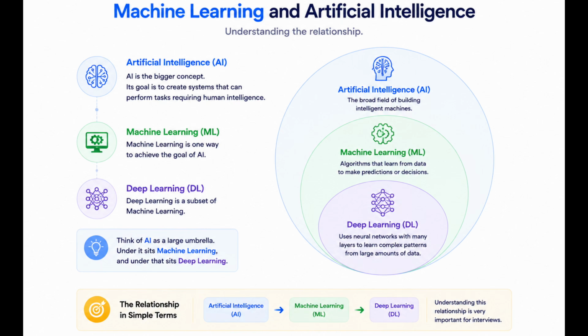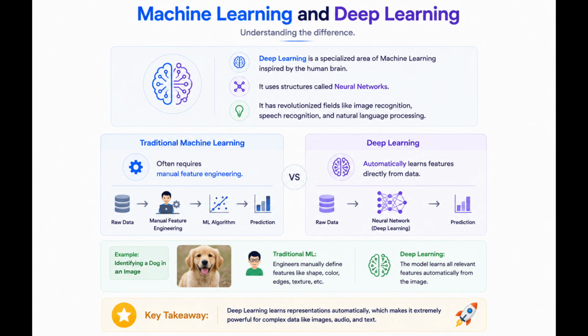Let's learn about machine learning and deep learning. This is where things become really exciting. Deep learning is a specialized area of machine learning inspired by the human brain. It uses structures called neural networks. Traditional machine learning often requires manual feature engineering. Deep learning automatically learns features from data.